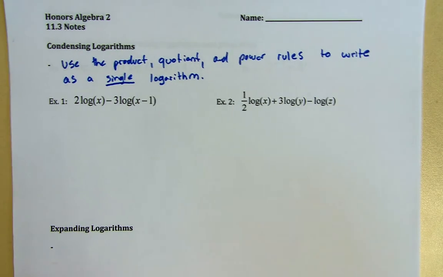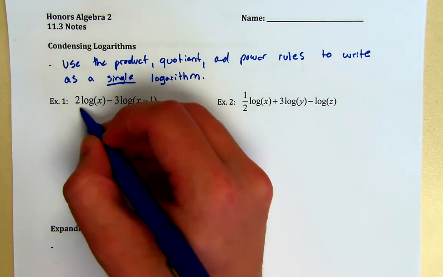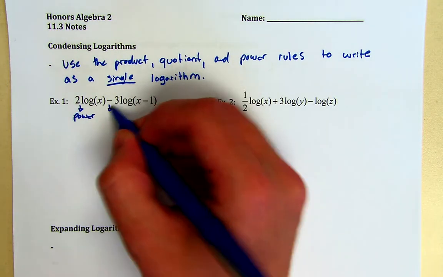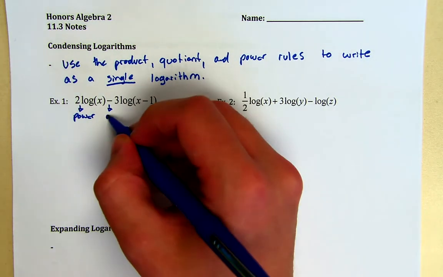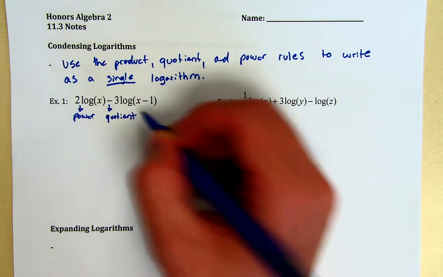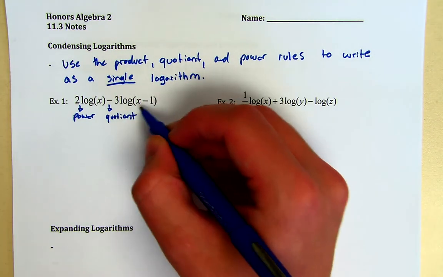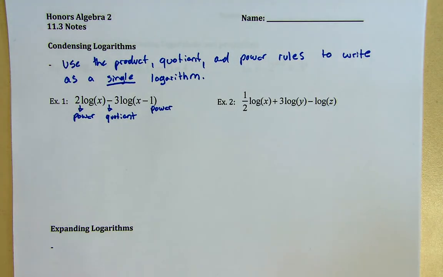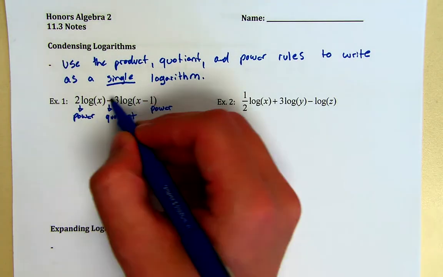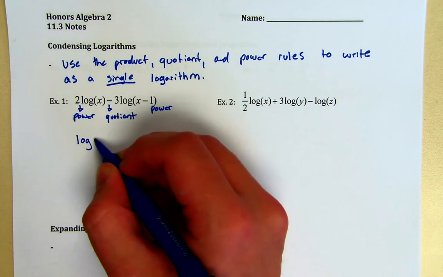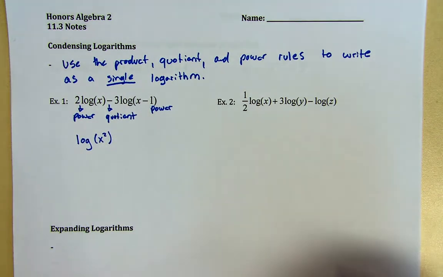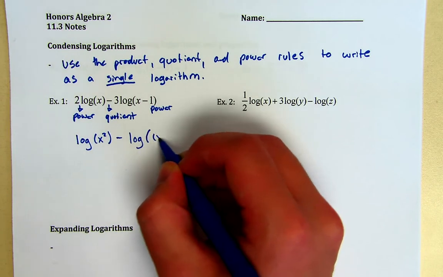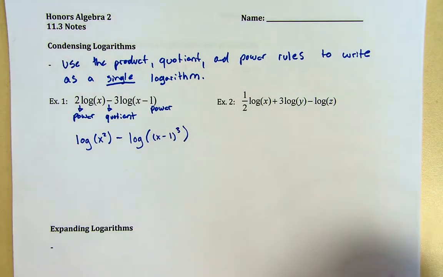Now working backwards from the properties, if there's a 2 out front, that tells me I have a power that I can replace here. I'm subtracting here, so I need to use the quotient rule. And I have a 3 out here, so I need to use the power rule again. I always end up writing the powers first, so let's bring that power back up. I'm going to have log of x squared minus, the 3 is going to go up, so I have log of x minus 1 cubed. That whole quantity gets cubed.